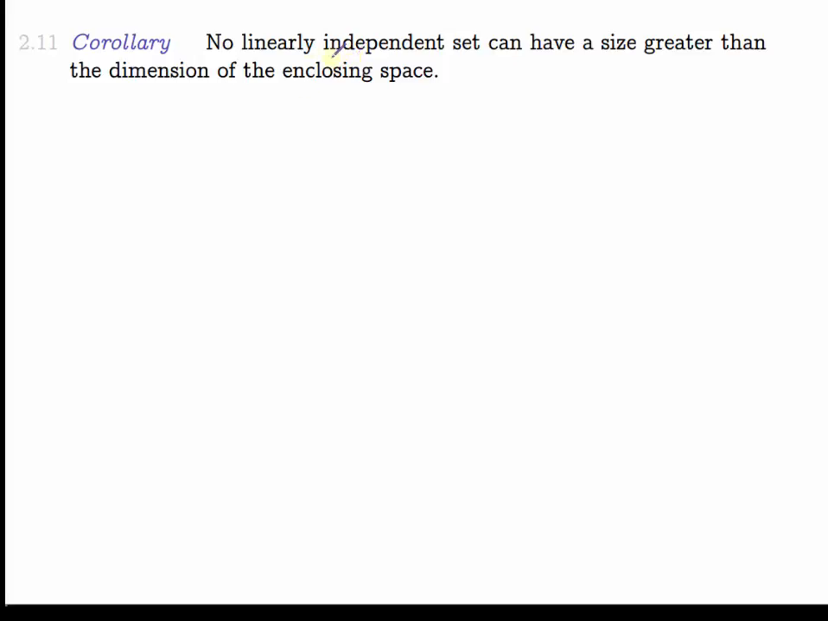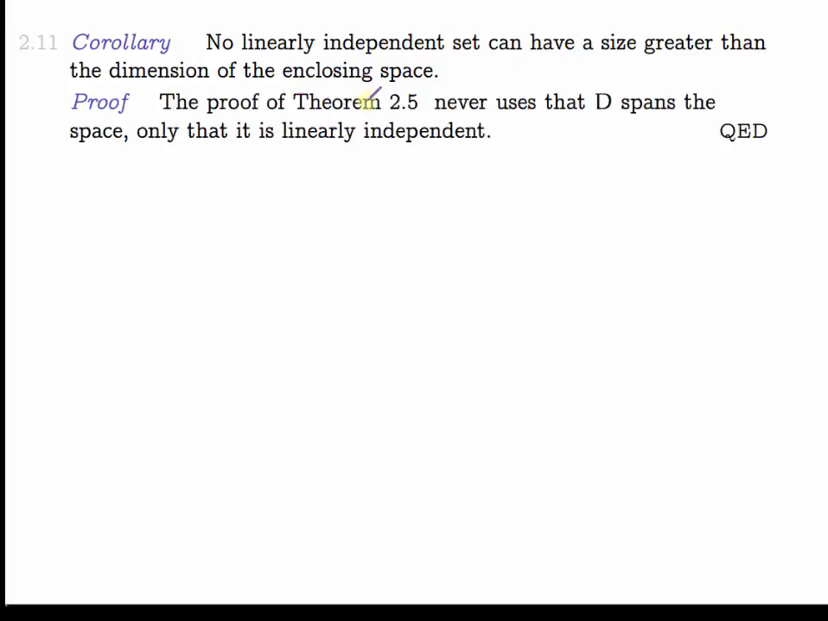Corollary: no linearly independent set can have a size greater than the dimension of the enclosing space. Let's see the proof. The proof of Theorem 2.5 never uses that D spans the space, only that it's linearly independent. In the proof of Theorem 2.5, we showed that D could not be larger than the number of vectors in the given basis B. So the corollary follows from the proof of the previous theorem.